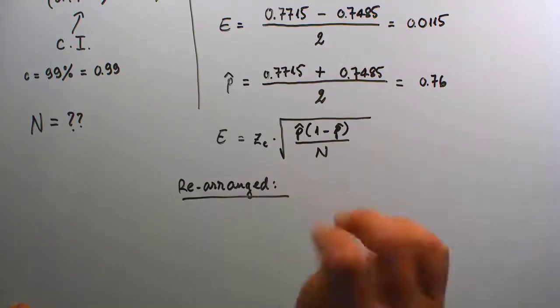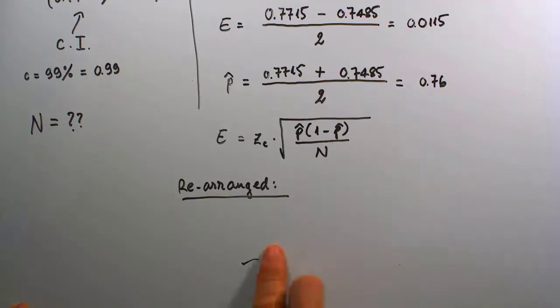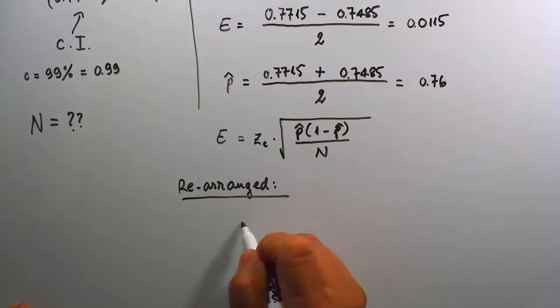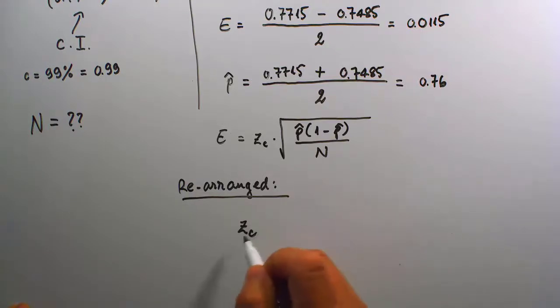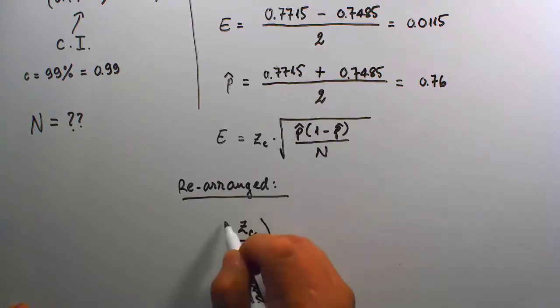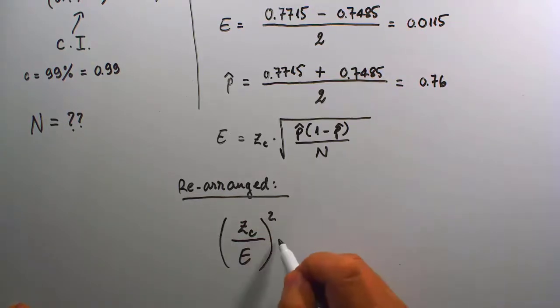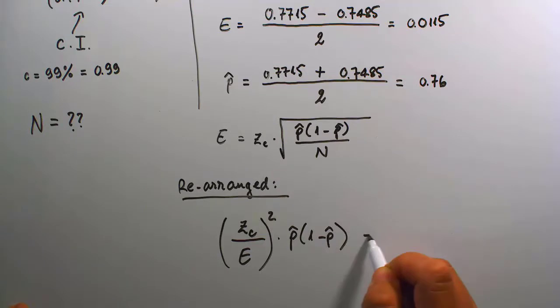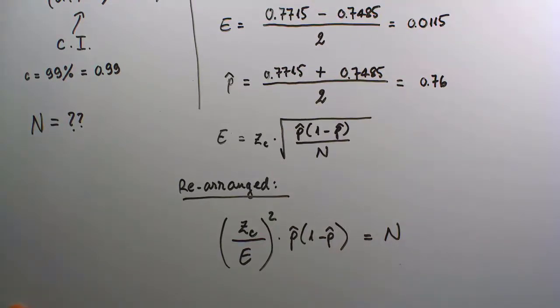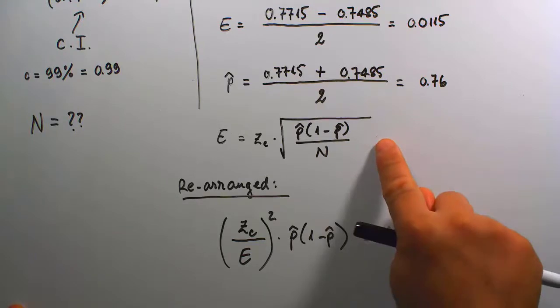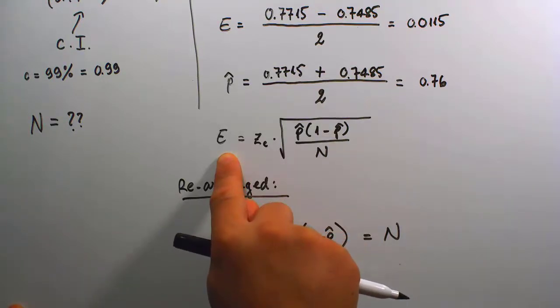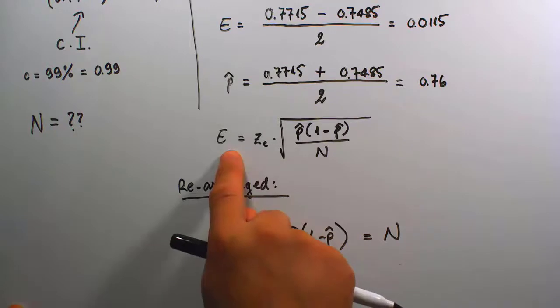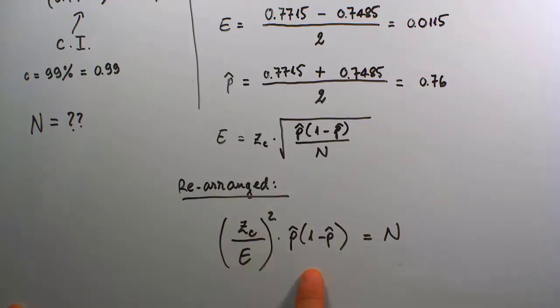The rearranged version of this is going to be n equals z sub c divided by margin of error, squared, and multiplied with p hat times 1 minus p hat. So it is the exact same equation that we used as a formula to calculate margin of error. Here in this problem, we apply that equation and rearrange it algebraically to come up with a different formula.